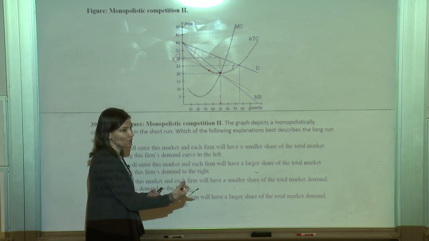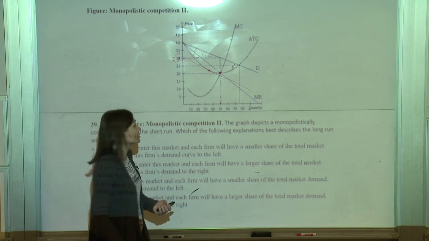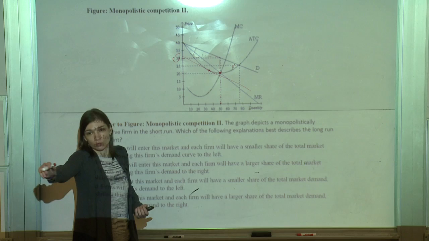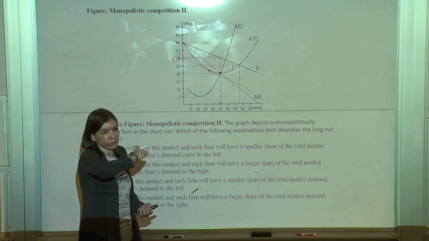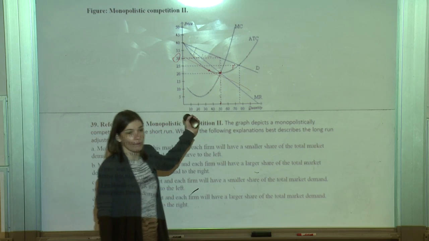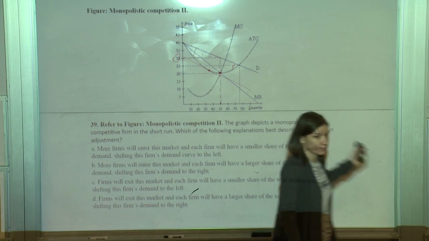Right? So the difference between that and perfect competition is that a perfectly competitive firm faced a horizontal demand. So as it shifted down, it actually ended up here at the minimum of the average total cost. That's not going to happen with monopolistic competition.